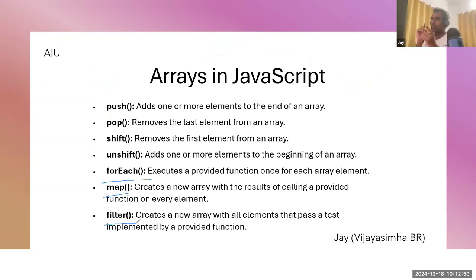So the main things are push, pop, shift, unshift. Push and unshift are useful for adding elements. You add elements either to the end or the beginning of the array. Then you have pop and shift. Pop will remove the element from the end of the array, and shift will remove the element from the front of the array. So these are the main things about arrays that I wanted to tell you.